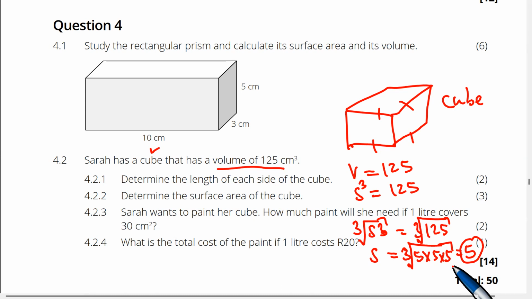Right, so we have exactly that. So then the question obviously has been, what is the length of each side of the cube? It's 5 centimeters. So here, for the length of each side, you just write 5 centimeters. 5 what? Centimeters. Okay, determine the surface area of the cube.